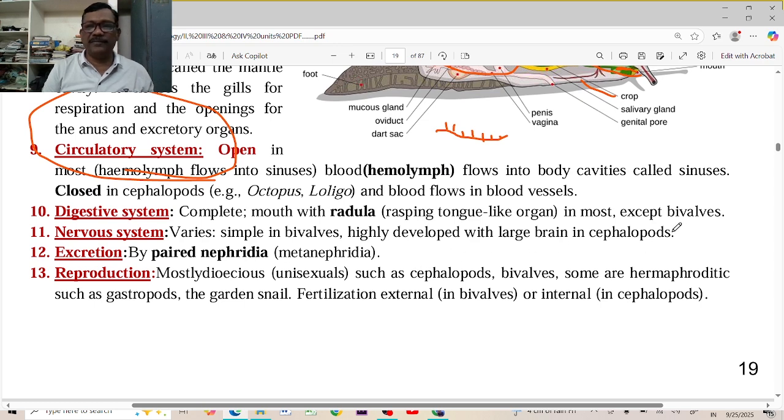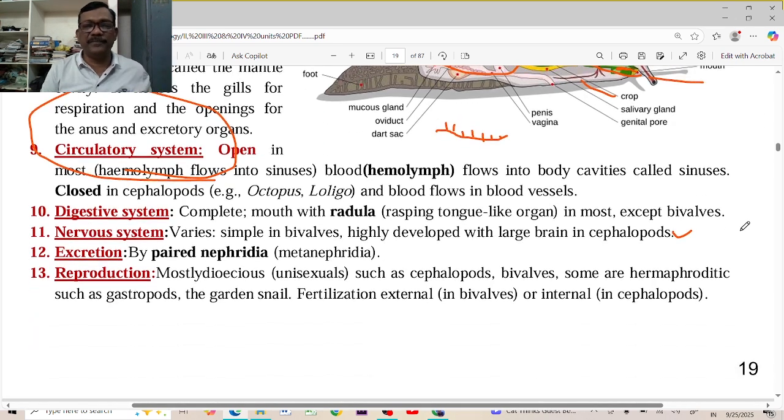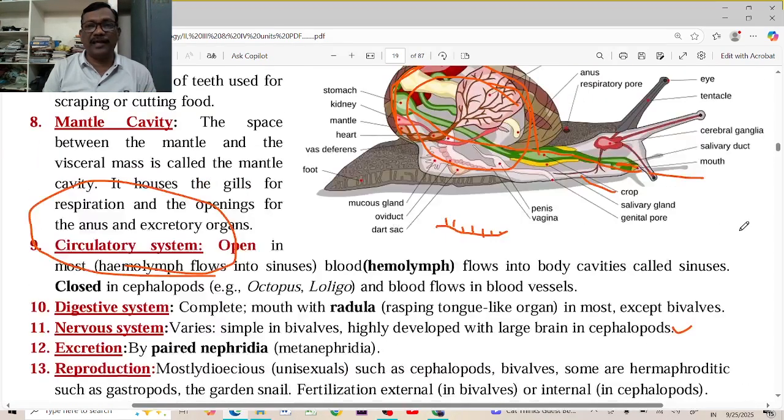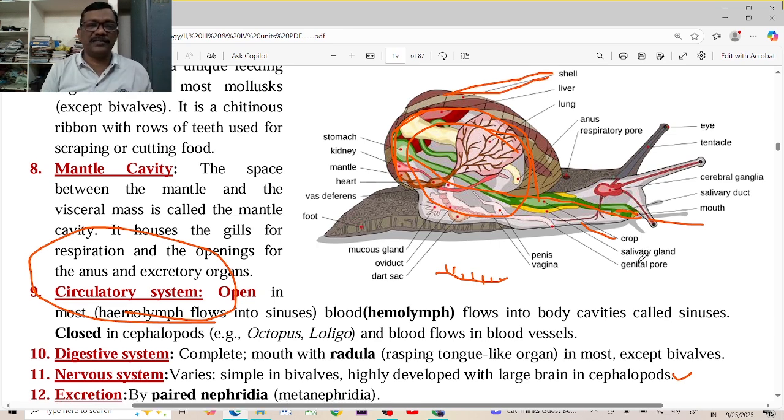The nervous system is highly developed. In the nervous system, the special thing to discuss is the osphradium, which can test the purity and clarity of the water. That is very important. The osphradium is present only in these molluscans. If the water is clear, this snail or gastropod comes out of the shell and searches for food. If the water is not pure, the organism does not come out of the shell.